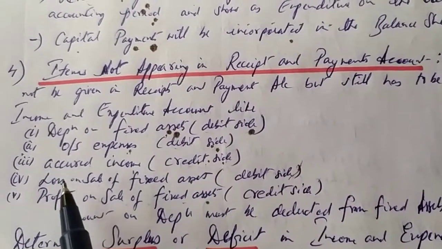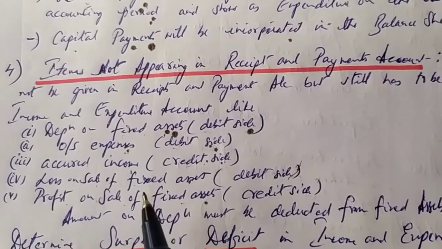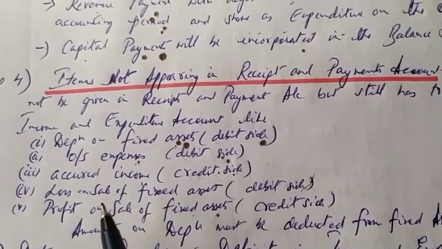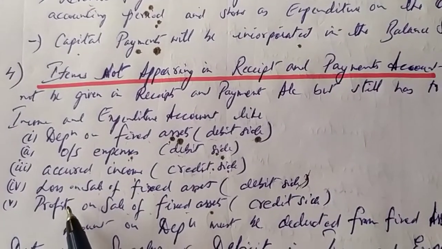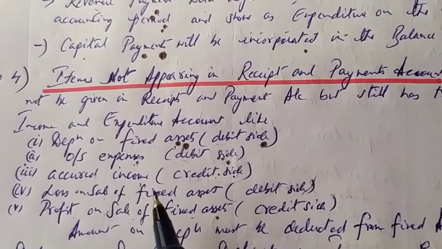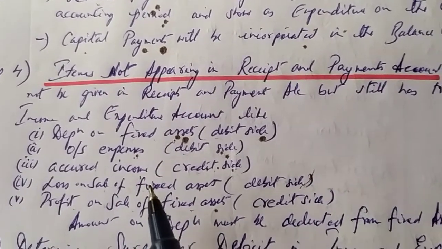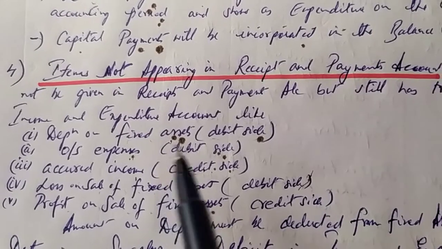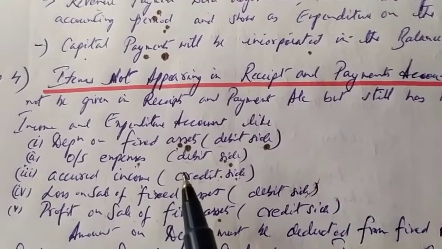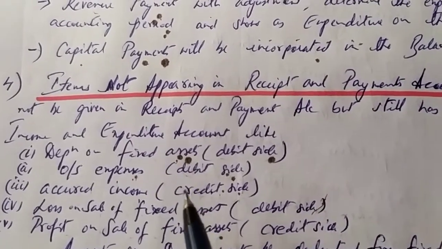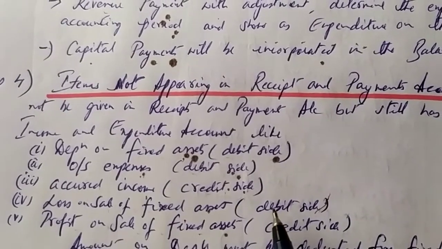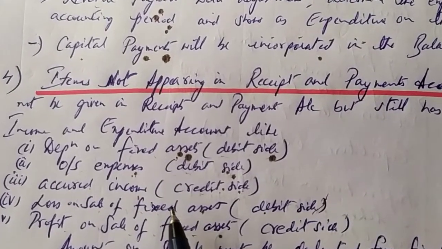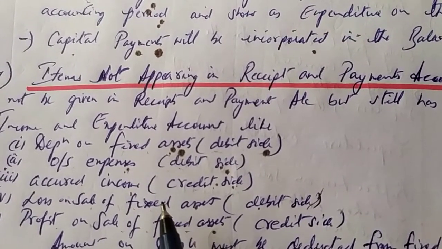And if there is a sale of any fixed asset, then out of that sale there may be a profit or loss. If on sale of any fixed asset there is a loss, that loss will be computed. It may not be given directly as the amount of loss. It has to be computed, and only the amount of loss should be entered in the debit side of the income and expenditure account, as it will be considered an expenditure.